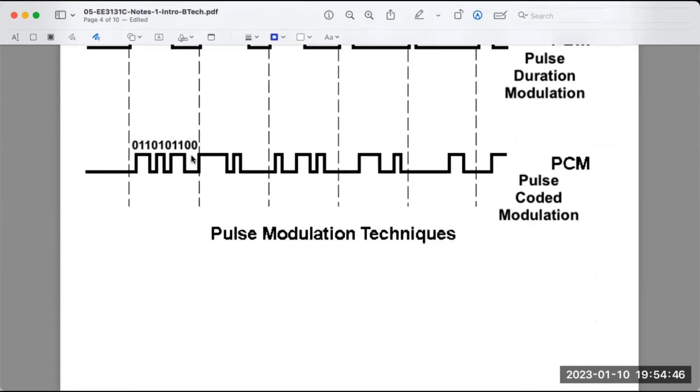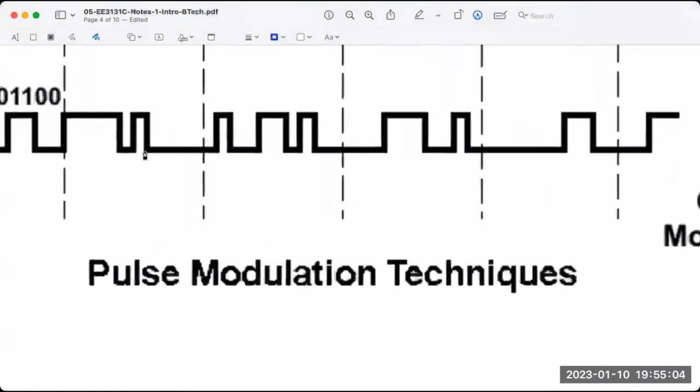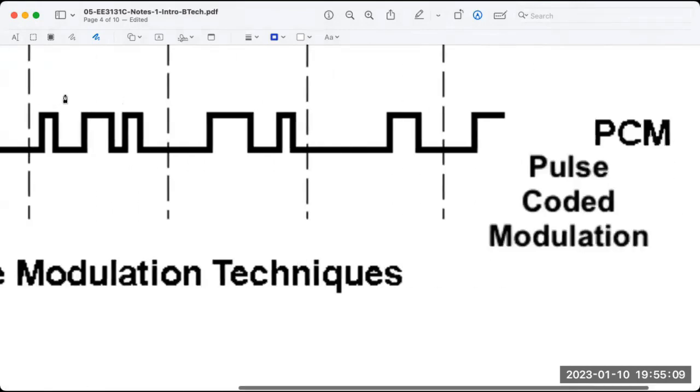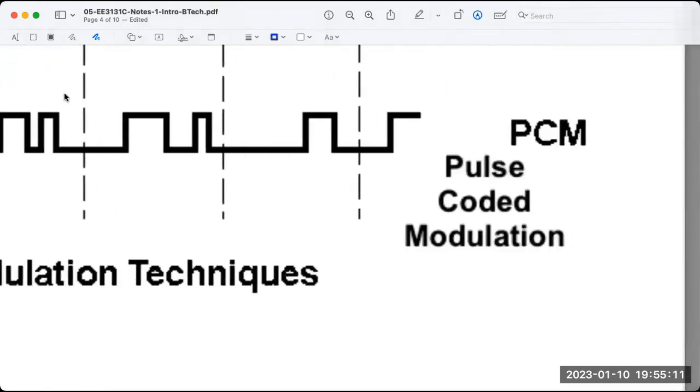Of course, if I want to store that on a computer, I just store it. But again, if I want to transmit it, I need to generate a waveform. So here I'm going to generate pulses. I'm going to use on-off keying: when there's a 0 here, I don't send a pulse. When there's a 1 here, I send a pulse. When we do that, we call this PCM, pulse code modulation. And pulse code modulation is one of the most popular ways of transmitting a digital signal.